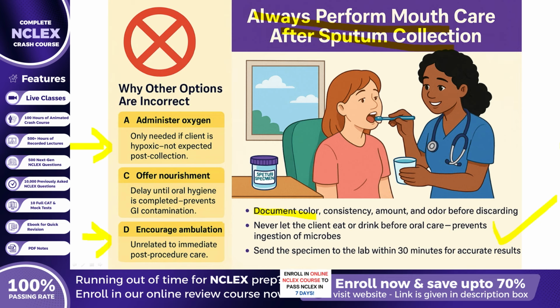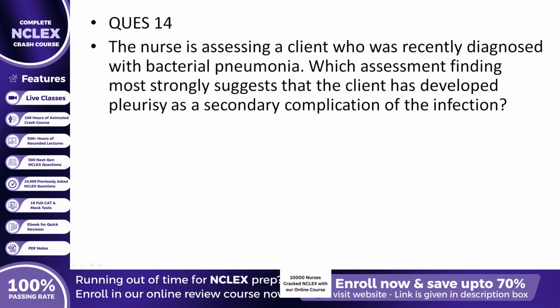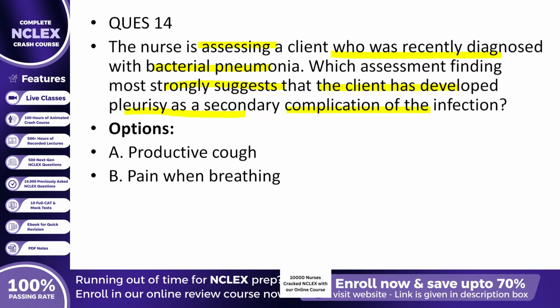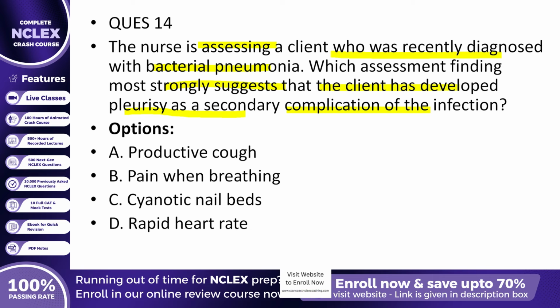Let us now transition into an advanced level NCLEX-style question that tests your understanding of respiratory complications. The nurse is assessing a client who was recently diagnosed with bacterial pneumonia. Which assessment finding most strongly suggests that the client has developed pleurisy as a secondary complication of the infection? The options are as follows. Option A, productive cough. Option B, pain when breathing. Option C, cyanotic nail beds. And option D, rapid heart rate. The correct answer is option B, which is pain when breathing.